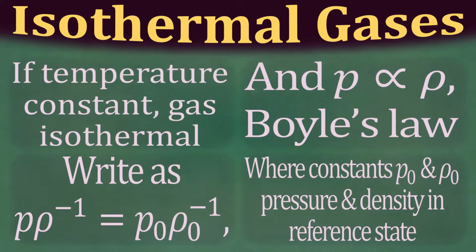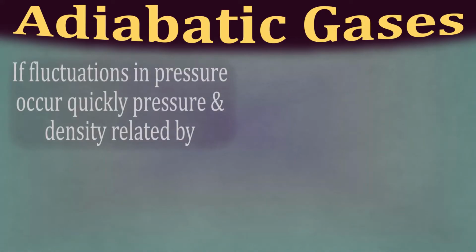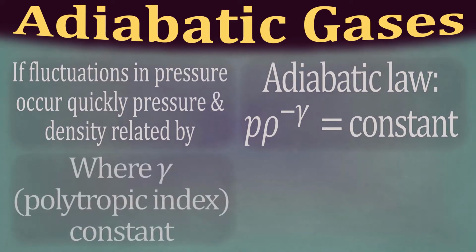Then let's discuss adiabatic gases. If fluctuations in pressure occur quickly, such as in sound waves, then the pressure and density are related by the adiabatic law: P times ρ to the minus γ is equal to a constant, where γ, the polytropic index, is a constant. Now, let's move on to consider hydrostatics.